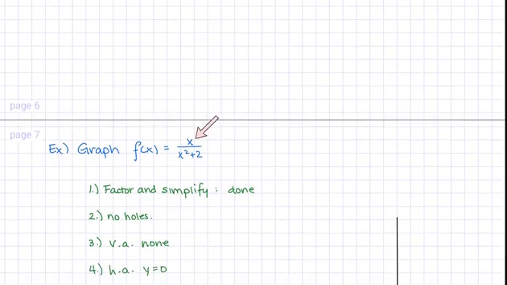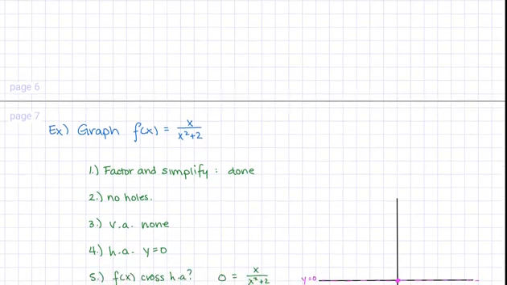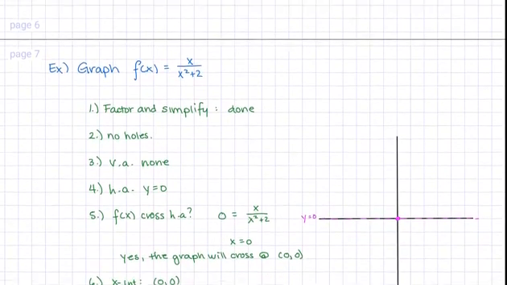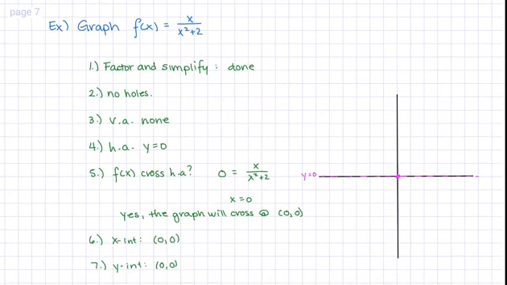It is a smaller degree on the top than the bottom, so we know we have a horizontal asymptote at y equals 0. If we try to see if it crosses, if we set the asymptote equal to the function, well, the only way for a fraction to equal 0 is when the numerator equals 0. So yeah, we do get a solution. So we know the graph is going to cross at 0, 0. And that actually happens to be our x and our y-intercept.